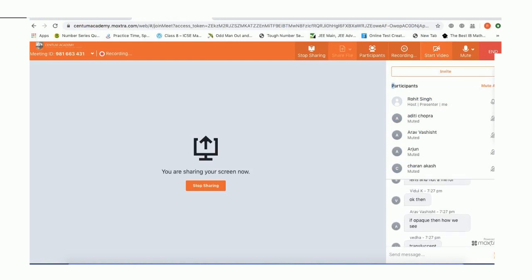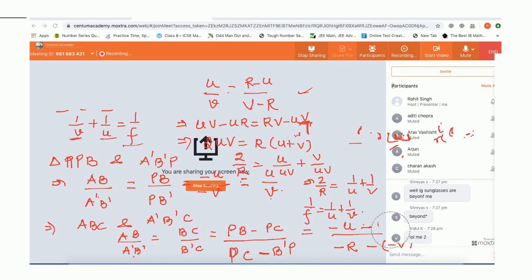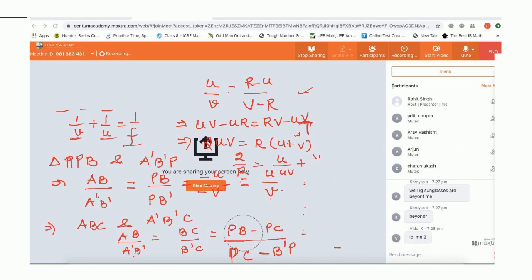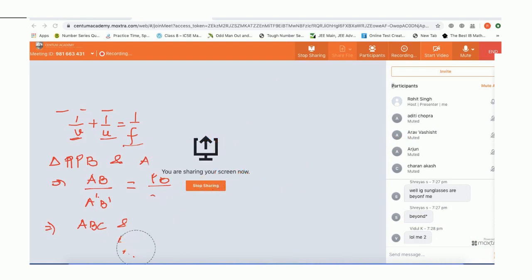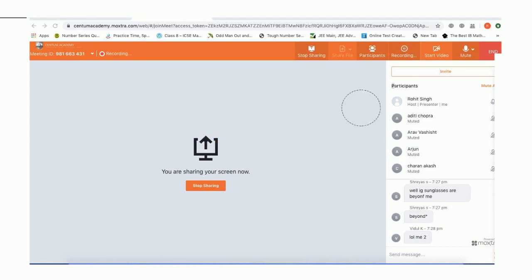Okay. So look at here. These two triangles are similar because all three angles are the same. If this is I and this is R, I is equal to R. This is 90 degrees, this is 90 degrees. So you can write that AB divided by A dash B dash is equal to PB divided by PB dash. PB is nothing but the place of the object, so this is minus u, and PB dash is where the image is getting formed, so this is minus v. So it is nothing but u divided by v. So AB divided by A dash B dash is equal to u by v.